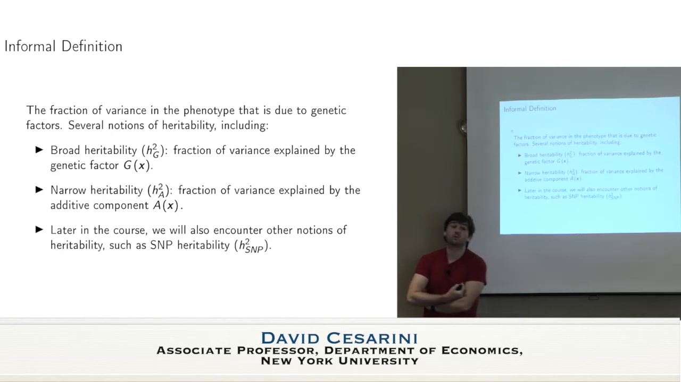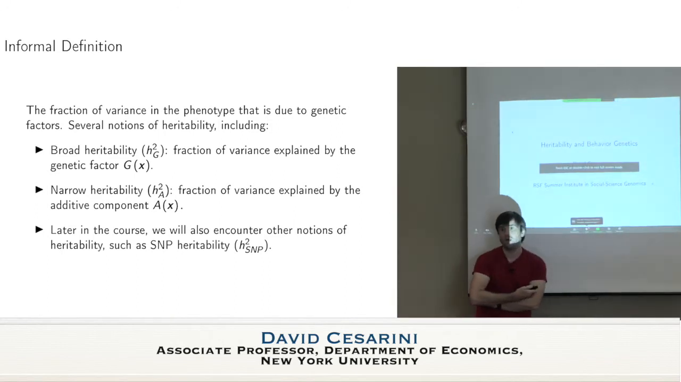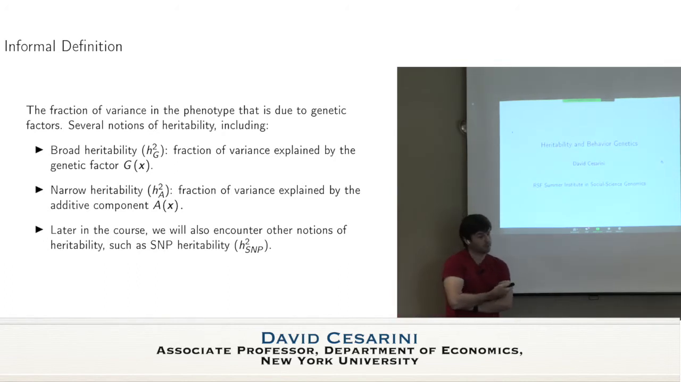Later on in the course, we'll also talk about other notions of heritability, such as SNP heritability, and that refers to the proportion of variance explained by some SNPs that you've genotyped. They're genotyped on your array.